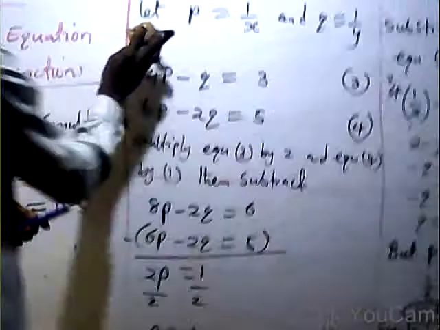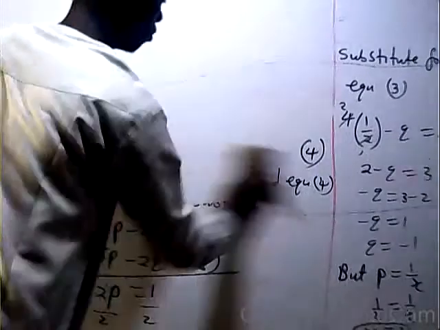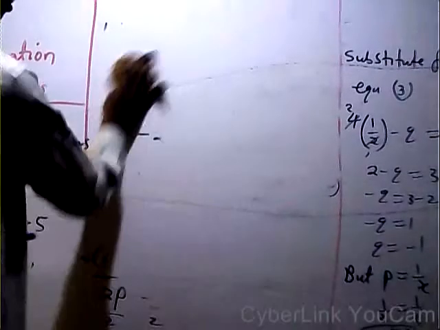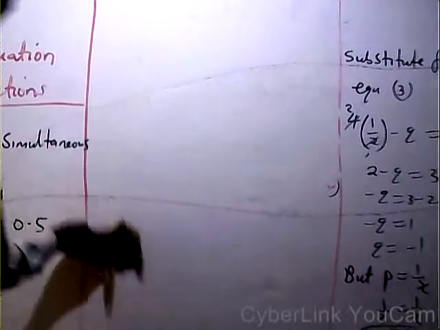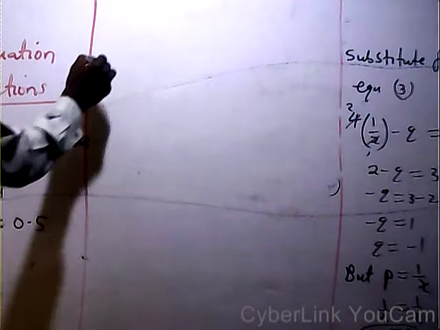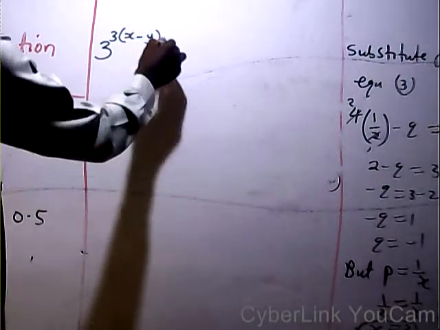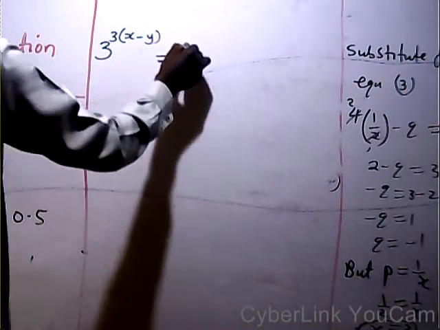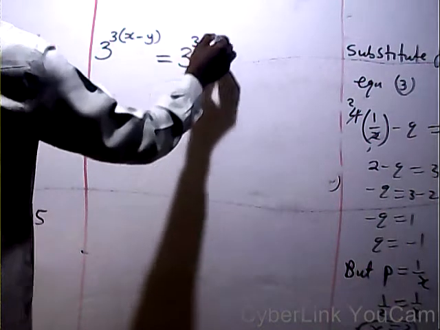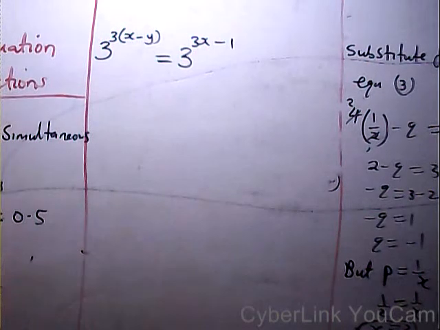So what I will have here now is that 3 raised to power 3, open the bracket, x minus y is equal to what? 3 raised to power 3x minus 1. That's what I'm going to have. So at the end of the day, this and this are equal. Definitely the powers are equal.